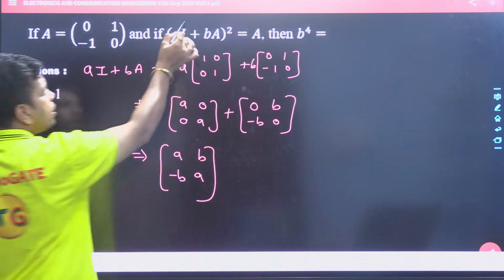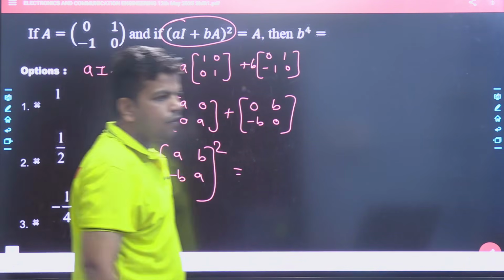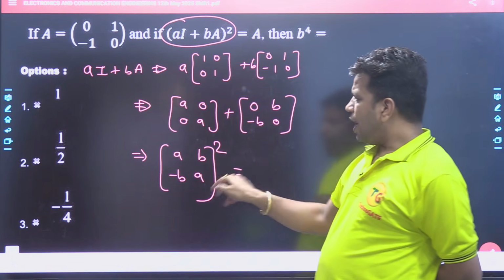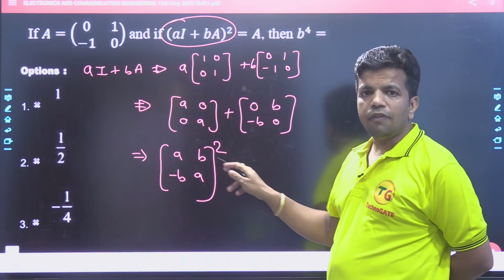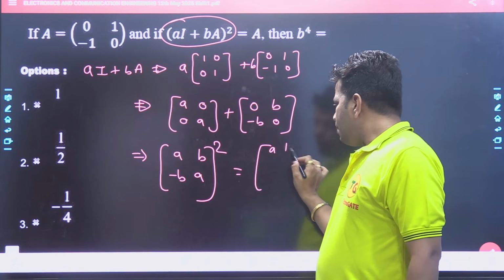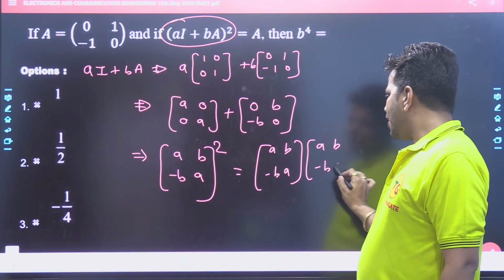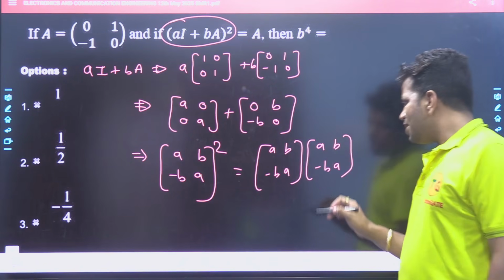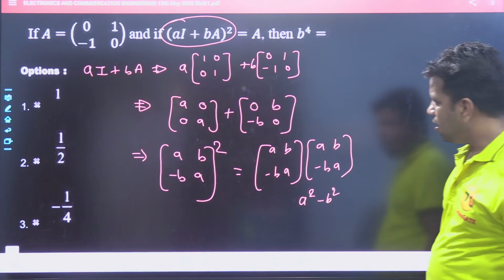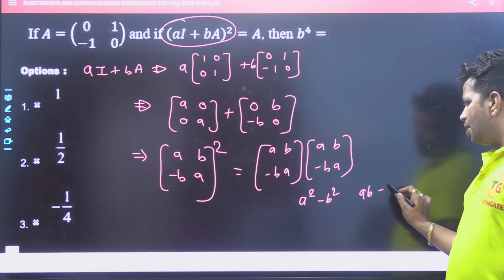Now we need to take the whole square of this. They are saying that this is equal to A. So when we are computing the whole square of this, it means we need to multiply this matrix with itself. So [A B; −B A] multiplied with again [A B; −B A]. Let's see, this row multiplied with this column. So this is A square minus B square. Then this row with that column. So this is AB minus BA.